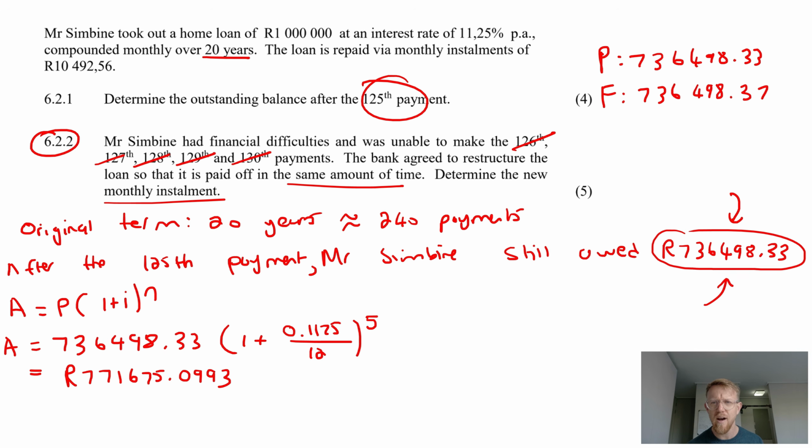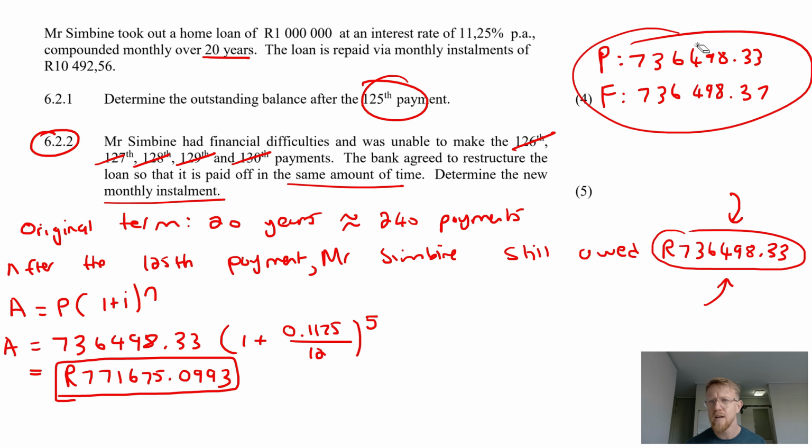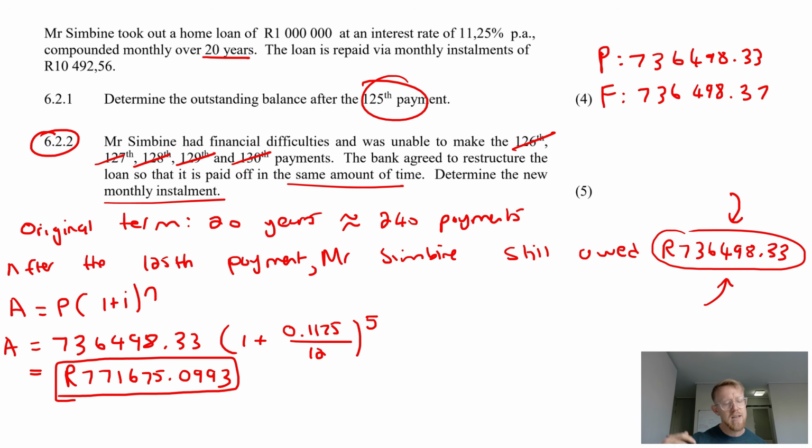Because you missed those 5 payments, your outstanding balance has now become this value over here, Mr. Simbine. Unfortunately, we cannot just keep it like this. You missed your payments, and because of the interest and everything, we have now made your loan outstanding balance increase. So Mr. Simbine says, okay, fine, I understand. So this is now the new loan value.